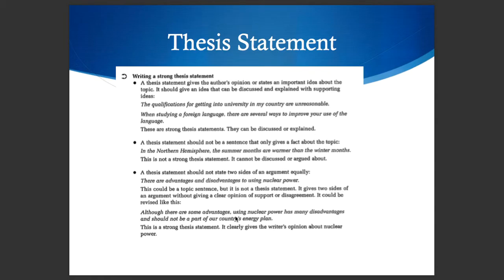Although there are some advantages, using nuclear power has many disadvantages and should not be part of our country's energy plan. Okay, so besides your thesis statement being open for discussion, you may also put your opinion in the thesis statement like this: there are several ways, and then although there are some advantages, but the disadvantages are also many. So avoid factual and closed discussion statements.